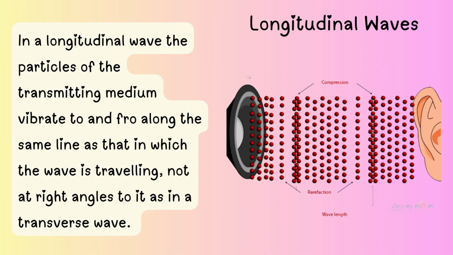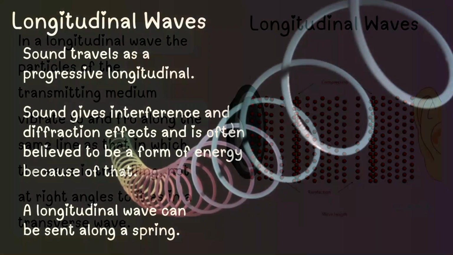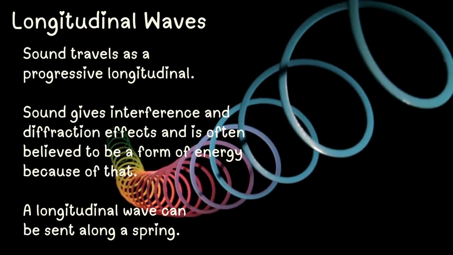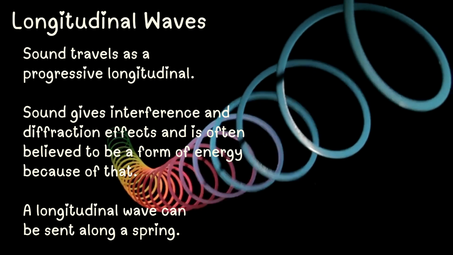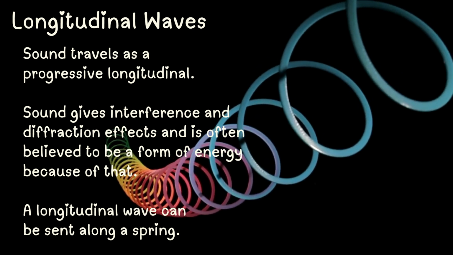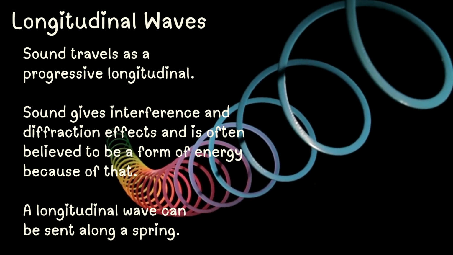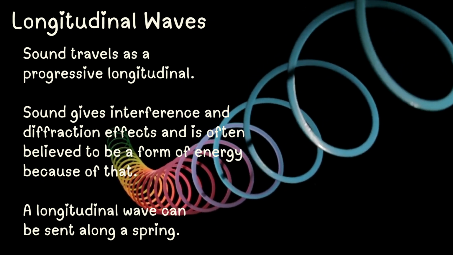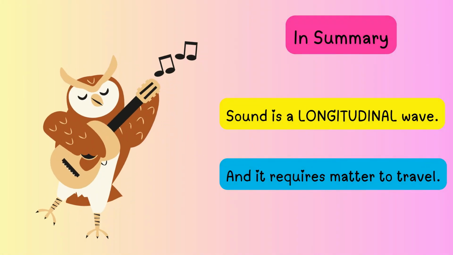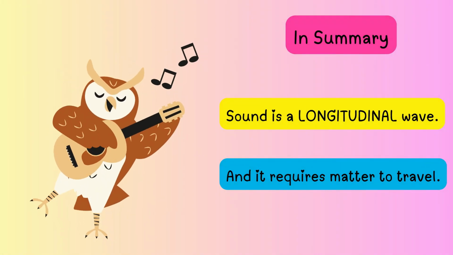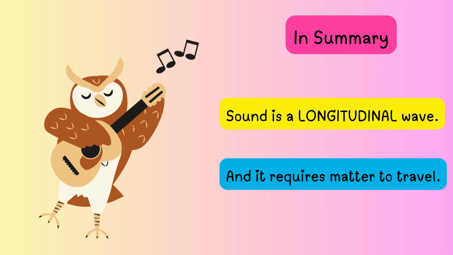In a longitudinal wave, the particles of the transmitting medium vibrate to and fro along the same line as that in which the wave is traveling, not at right angles to it as in a transverse wave. Sound travels as a progressive longitudinal wave. Sound gives interference and diffraction effects and is often believed to be a form of energy because of that. A longitudinal wave can be sent along a spring. In summary, sound is a longitudinal wave and it requires matter to travel.